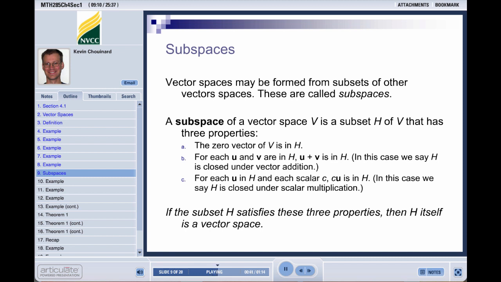The 3 properties you have to show to prove that your subcollection is indeed a subspace are, first of all, that the 0 vector belongs. You have to show that vector addition is closed. And you have to show that scalar multiplication is closed. If you can show those 2 closure properties plus the 0 vector belong to your subspace, you can actually prove that it is a vector space, that it's not just a subset, but a subspace. So it's a little bit easier to prove. Let's look at some examples.